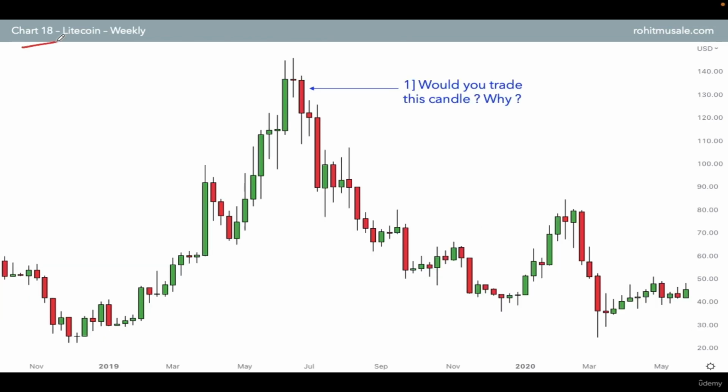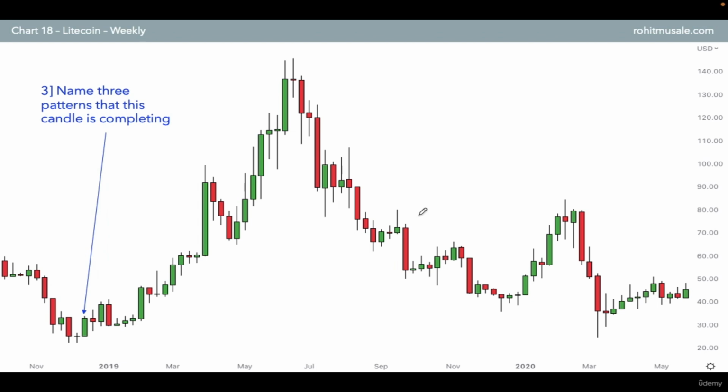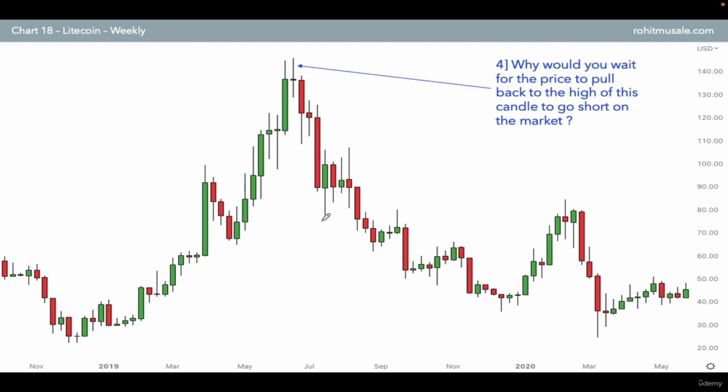Next, chart number 18. This is Litecoin weekly time frame. Would you trade this candle and why? So this red candle. Number 2, why is this shooting star insignificant in the context of this chart? So you're looking at this candle. Number 3, name 3 patterns that this candle is completing. So this green candle. Number 4, why would you wait for the price to pull back to the high of this candle to go short on the market? So this candle.